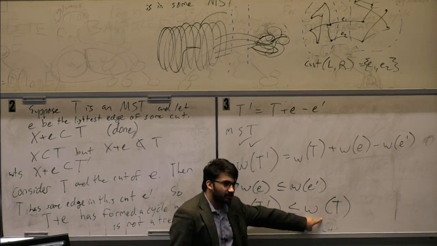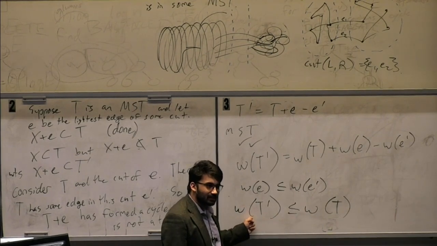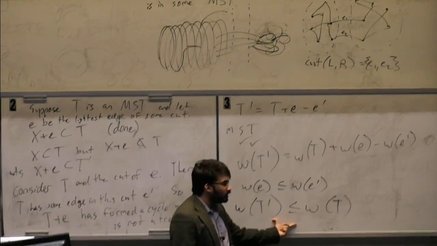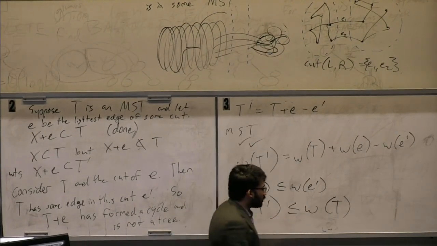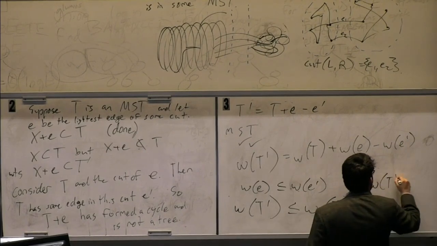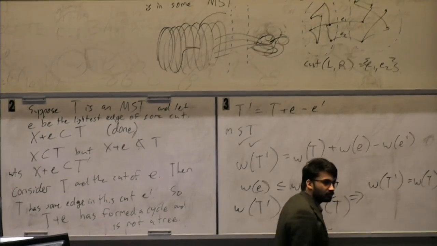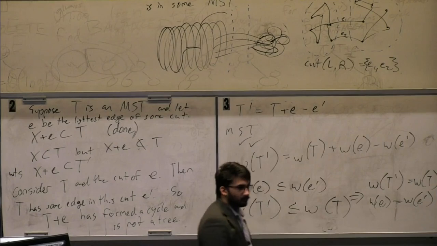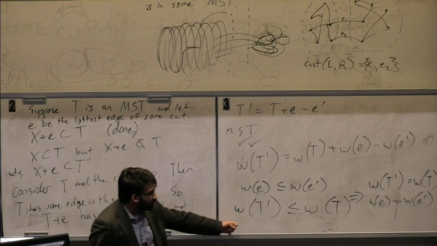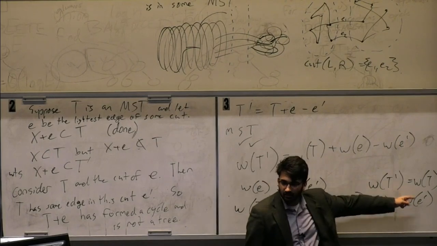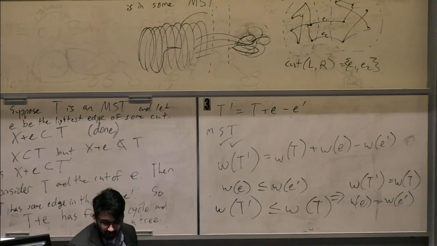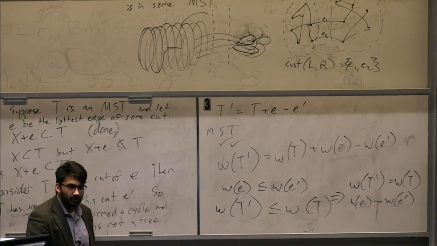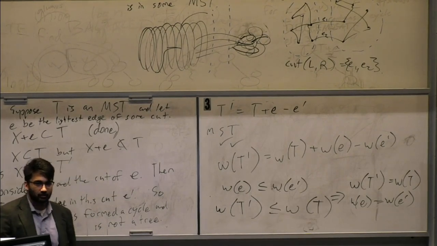Here's the conclusion. T is an MST. But T prime is a spanning tree with weight less than or equal to it. If T is a correct minimal spanning tree, then it could not be the case that this is strictly less than. It can only be the case that the weight of T prime is equal to the weight of T, by assumption, and that the weight of E is equal to the weight of E prime. So T is a minimum spanning tree, and T prime is a spanning tree with weight equal to it. Therefore, T prime must be a minimum spanning tree. And the proof is complete. Right?